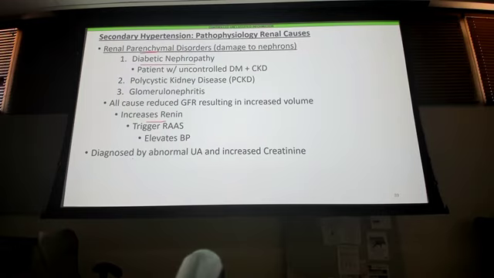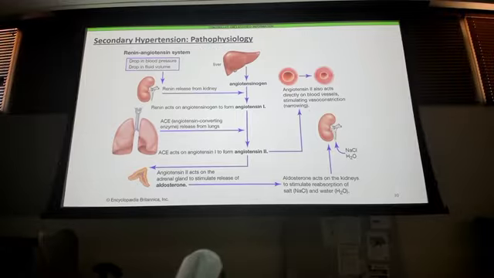What helps differentiate these patients from the other form of kidney causes is that these folks are going to have abnormal labs associated with them, abnormal kidney function labs. And then just be familiar with how the RAS works, the flow of things, where the different things work.